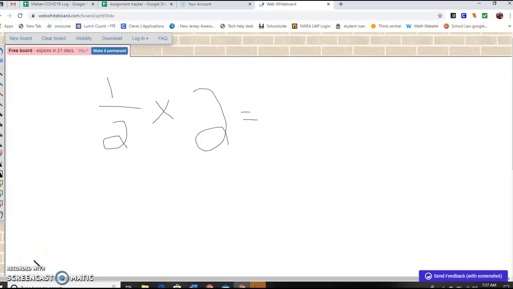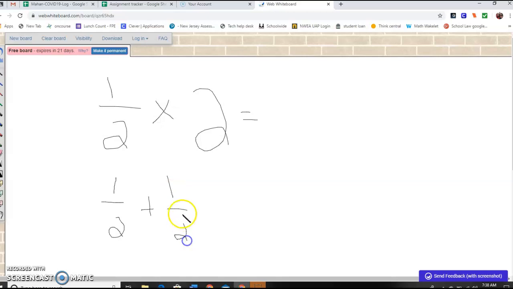Hello, boys and girls. This week we're working on taking a fraction and multiplying it by a whole number. We know that this is a fraction, and then this is what we call a whole number. So if we look at 1/2 times 2, it means that we have this 1/2 2 times. So in other words, it would be like adding this.